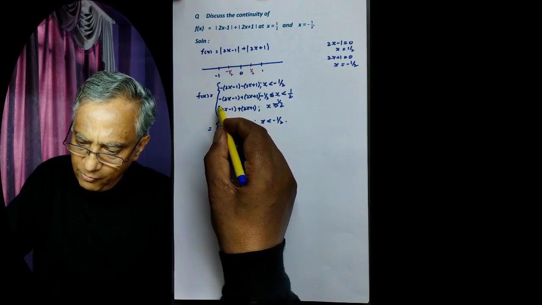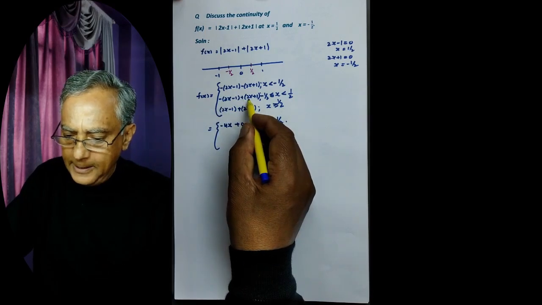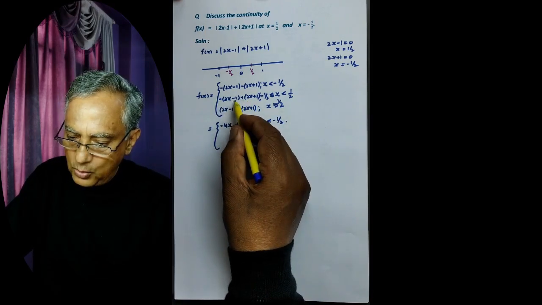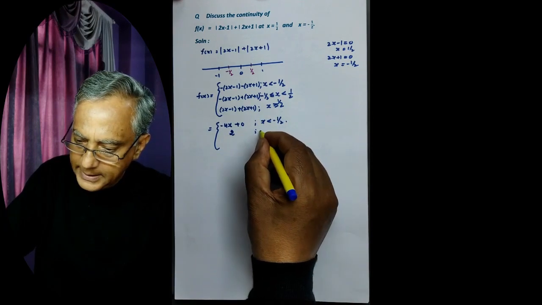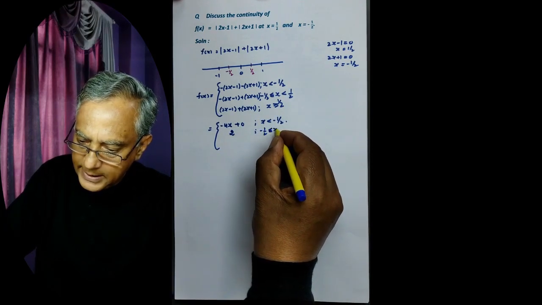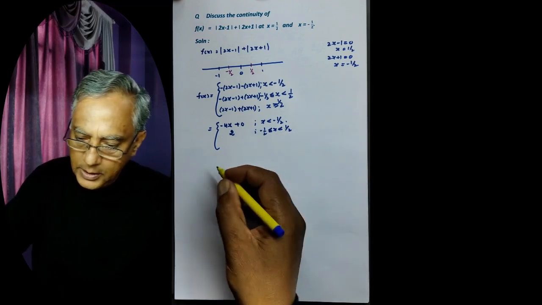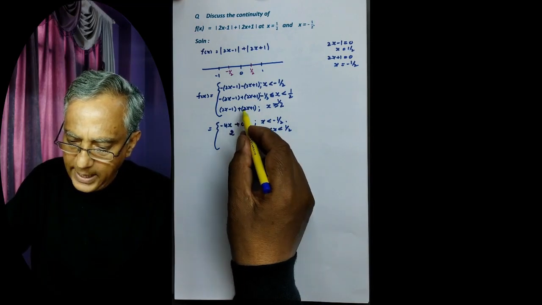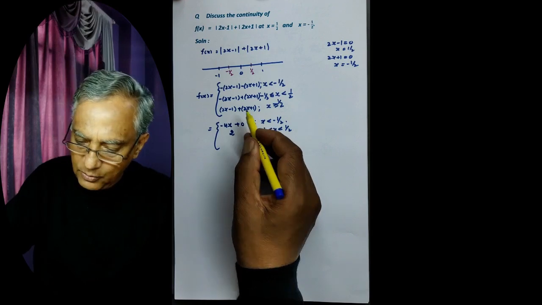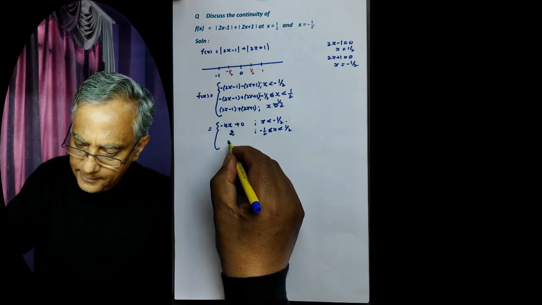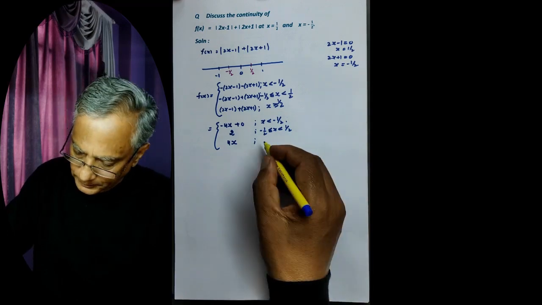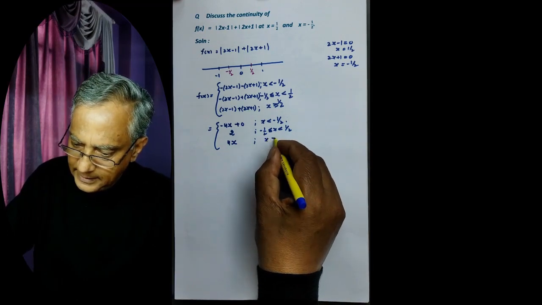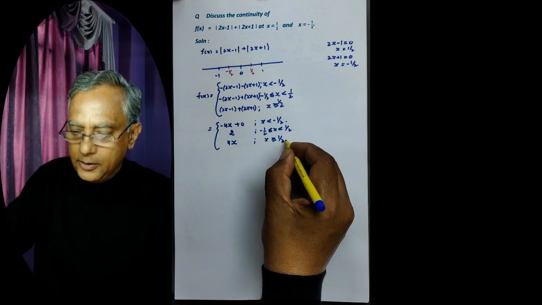And in this interval we have minus 2x and 2x cancel. This is minus 1 plus 1 is 2. This is 2 for minus half less than or equal to x less than 1 by 2. And in this interval, this is 4x, minus 1 and plus 1 cancel. We have 4x in x greater than or equal to 1 by 2.